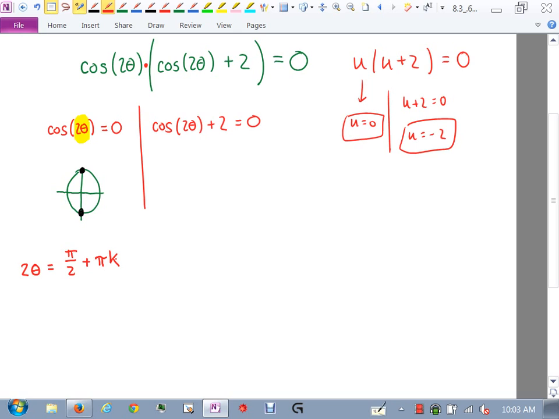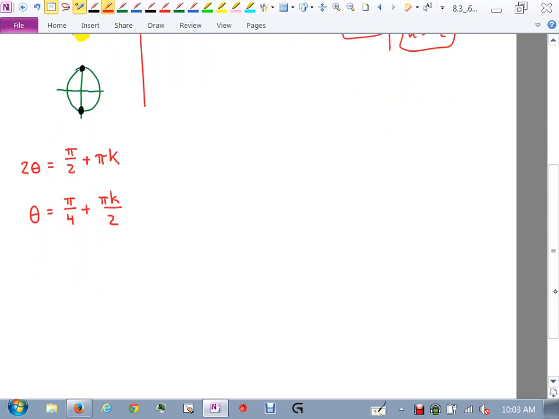But remember, that's what 2 theta was. So now I have to come through and what? Divide by 2. So I get theta equals pi over 4 plus pi k over 2. I'm dividing each of them by 2. To get my general solution, I'm going to put these two together with a common denominator. So theta will be pi plus 2 pi k all over 4.